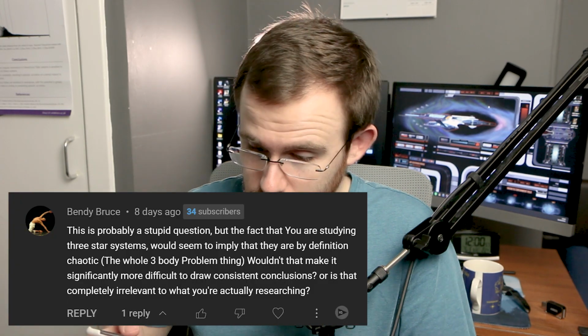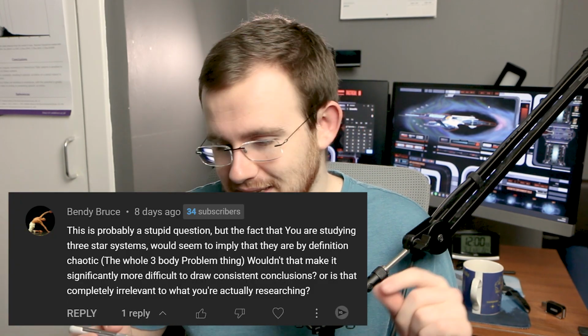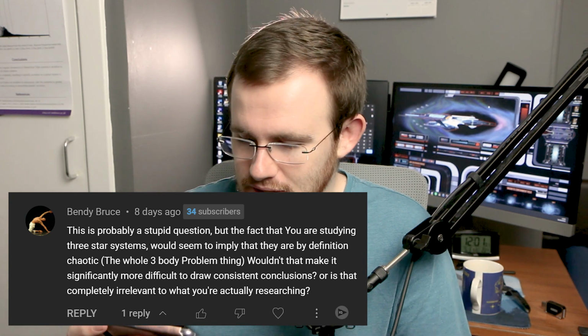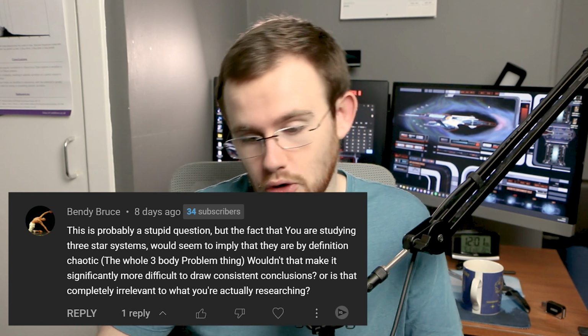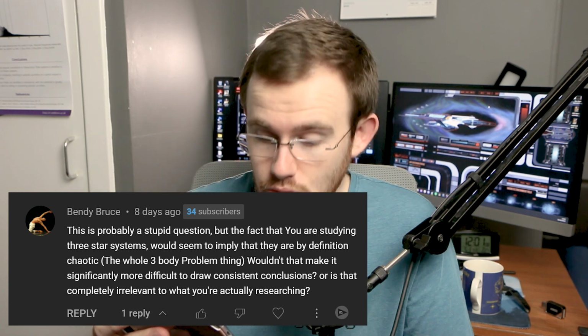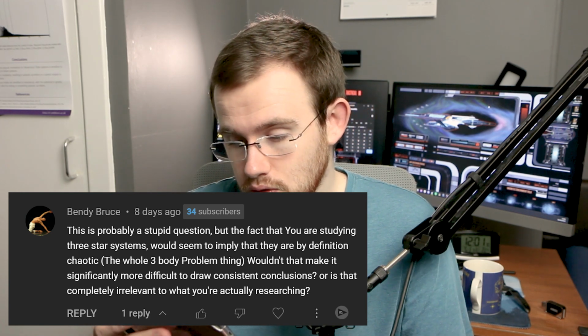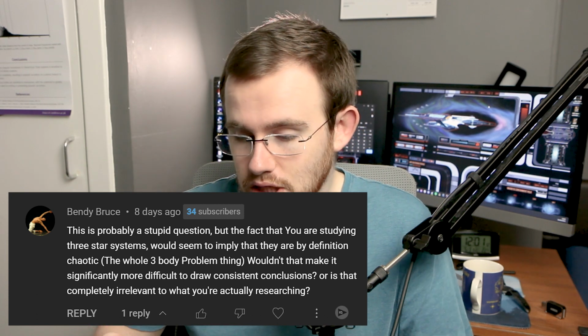So, first question comes from Bendy Bruce. This is probably a stupid question. That's what he said, I'm not just saying that. But the fact that you're studying 3-star systems would seem to imply they are by definition chaotic, the whole 3-body problem thing. Wouldn't that make it significantly more difficult to draw consistent conclusions, or is that completely irrelevant to what you're actually researching? Very, very good question.